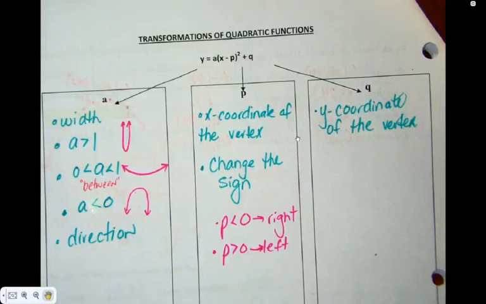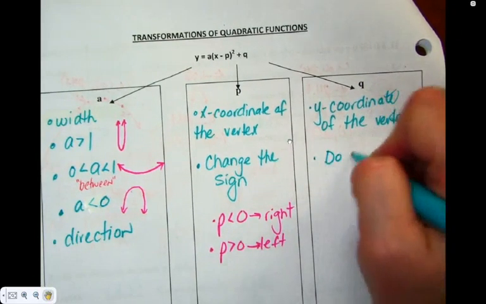If I move something up and down, is it changing the width? Is it changing the direction? Is it changing the axis of symmetry? Is it changing the domain? No. Is it changing the x-intercepts? Yes. Is it going to change the y-intercepts? Is it going to change the max-min? Because it's going down. Is it going to change the range? Yes. Keep that idea in mind.